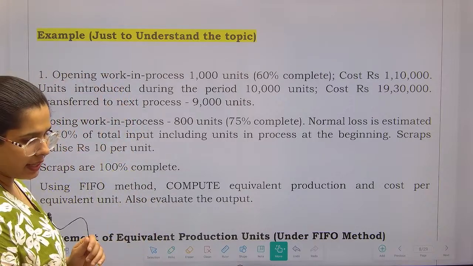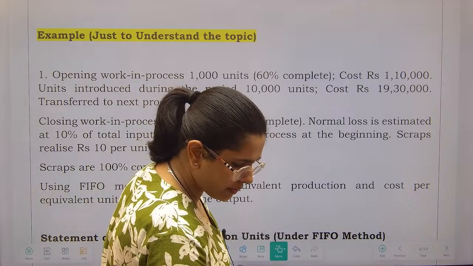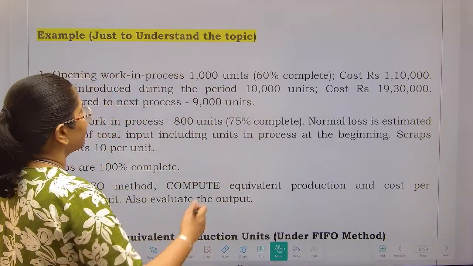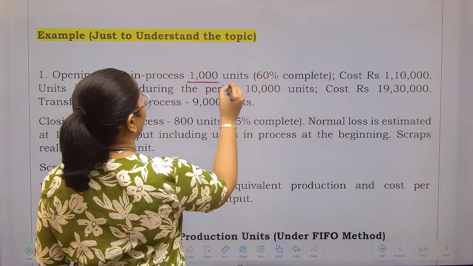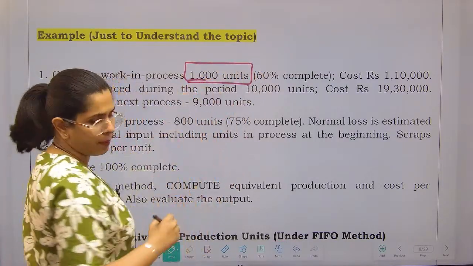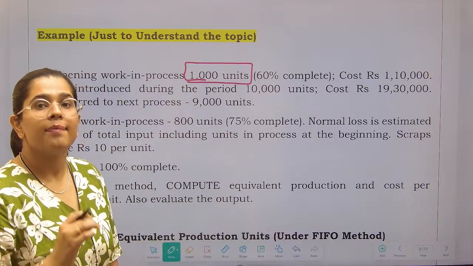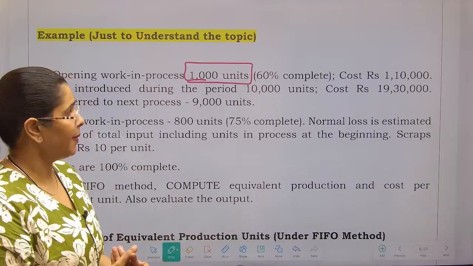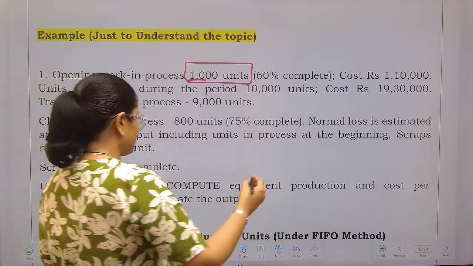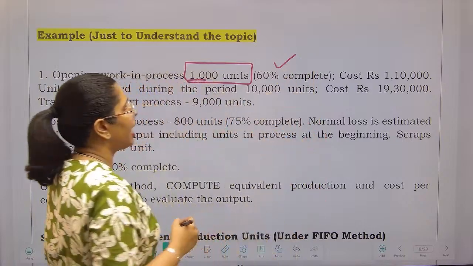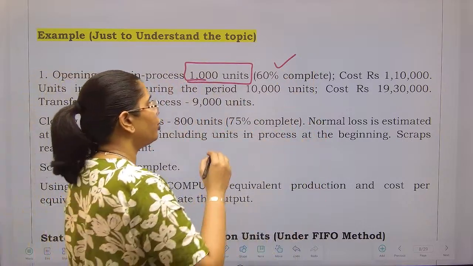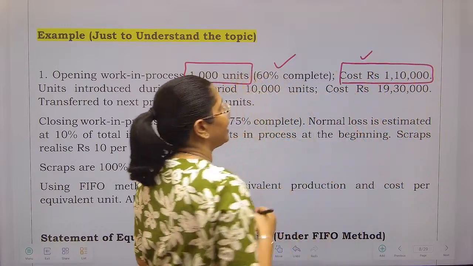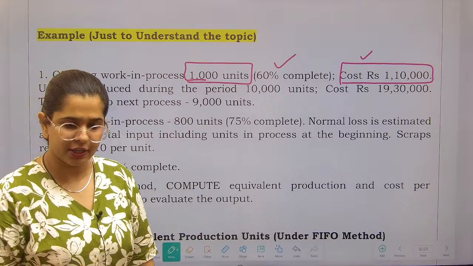यहाँ पे आपको बताया गया है that there is an opening WIP which is given to you. ठीक है? Opening WIP which is given to you 1000 units. That means when you started with this particular process, there were 1000 units which you brought in from the previous process. These units were 60% complete. मतलब कि 60% काम already हो चुका था, and in order to do this particular 60% work, the cost which was incurred was 1,10,000. ठीक है, इतना आप already incur कर चुके थे.